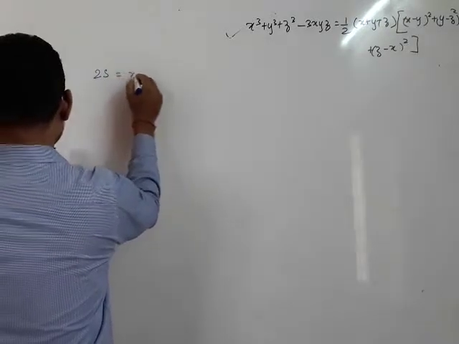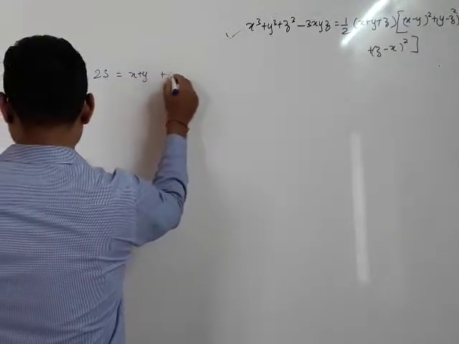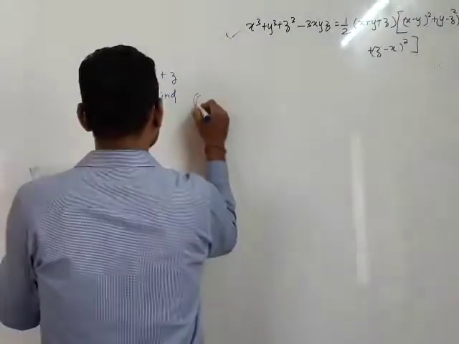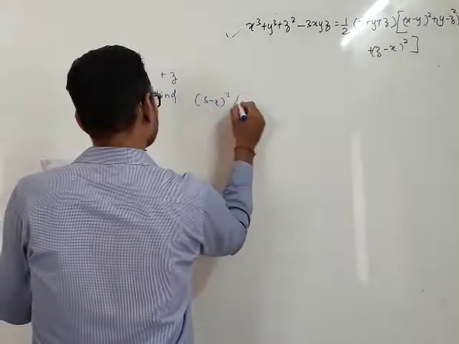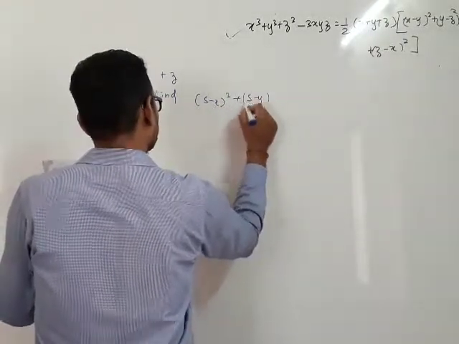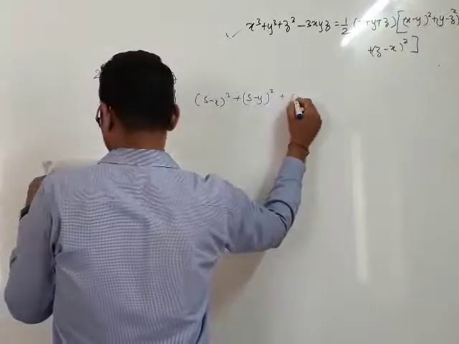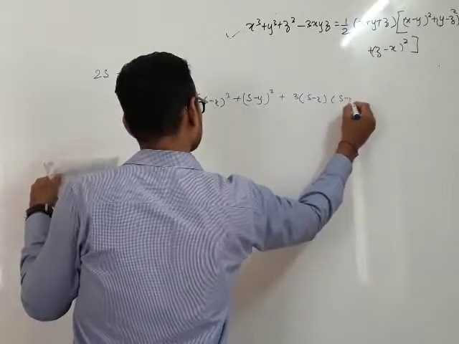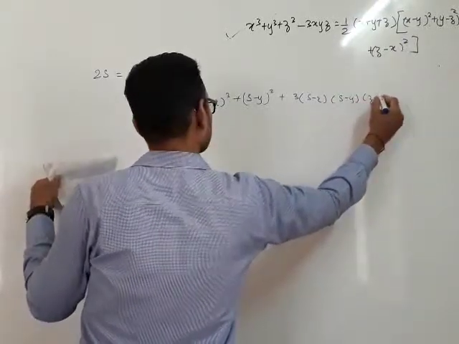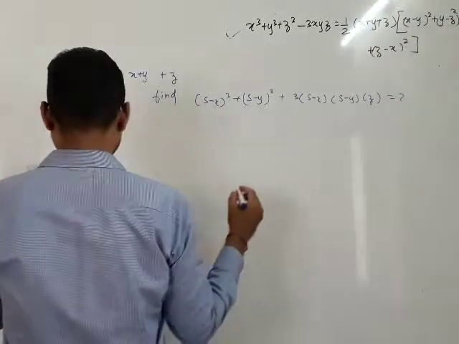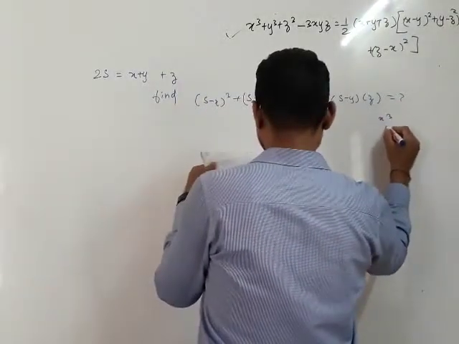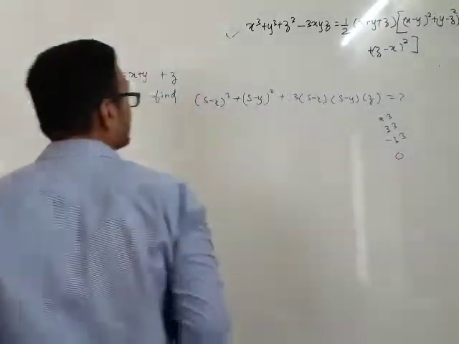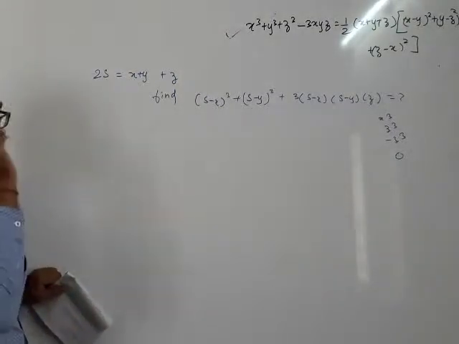2s is given as x plus y plus z. Find (s minus x) cube plus (s minus y) cube plus 3 into (s minus x) into (s minus y) into z. Options are x cube, z cube, minus z cube, 0. Okay, so this is given.